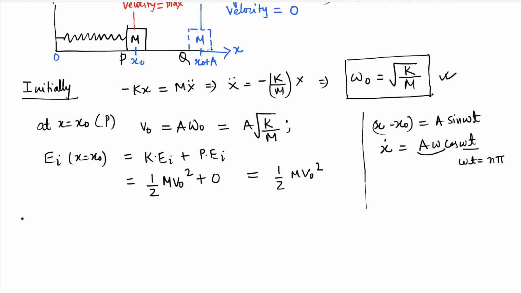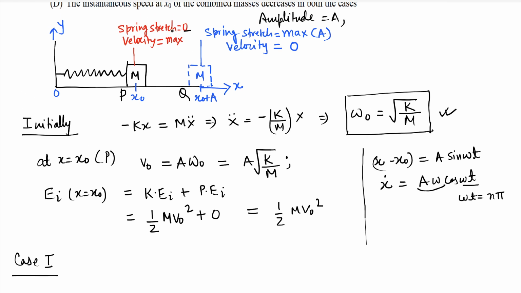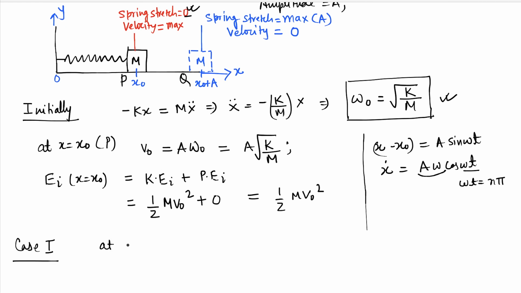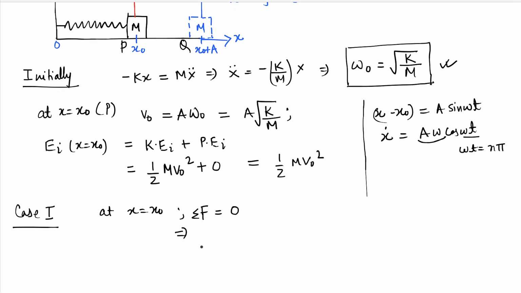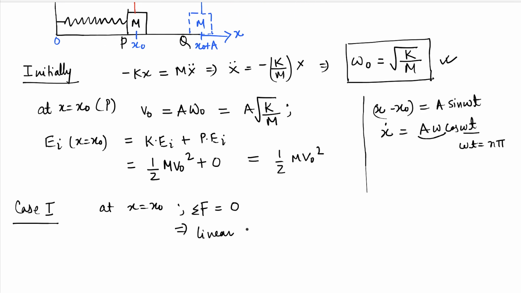Now let's solve the problem for case 1. Okay. So case 1, the spring stretch is 0. So how much force is acting on mass m? So at x equal to x0, the sum of all forces is 0. Because spring stretch is 0, there is no other force. Okay. So when force is 0, which means that linear momentum is conserved, right? This should be obvious.